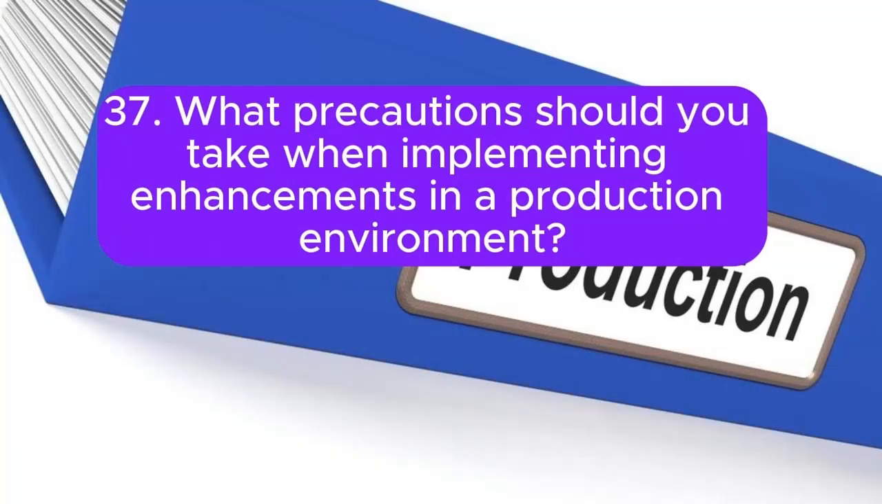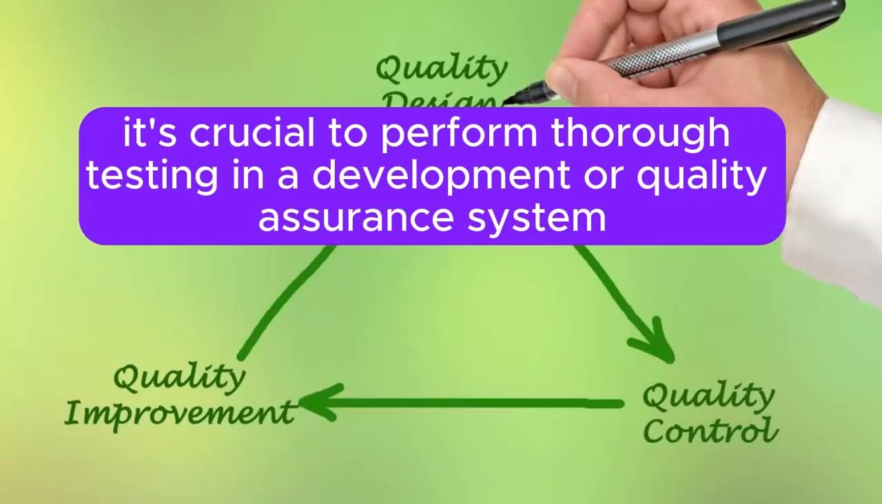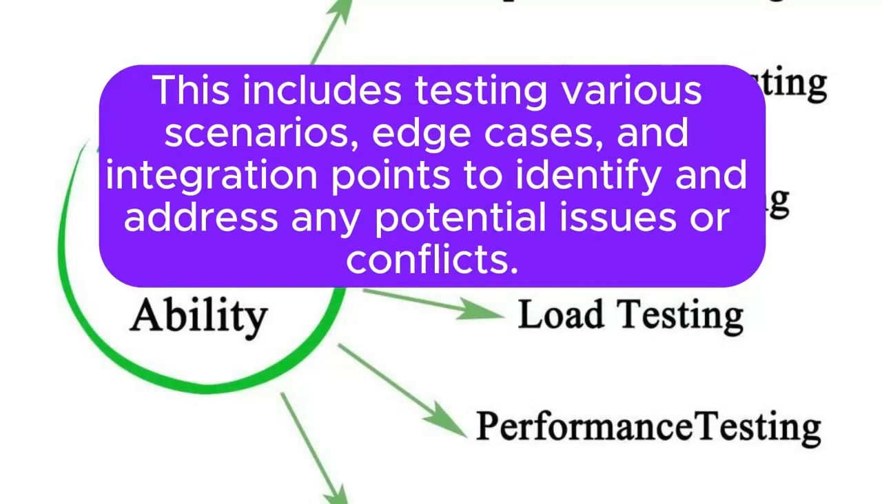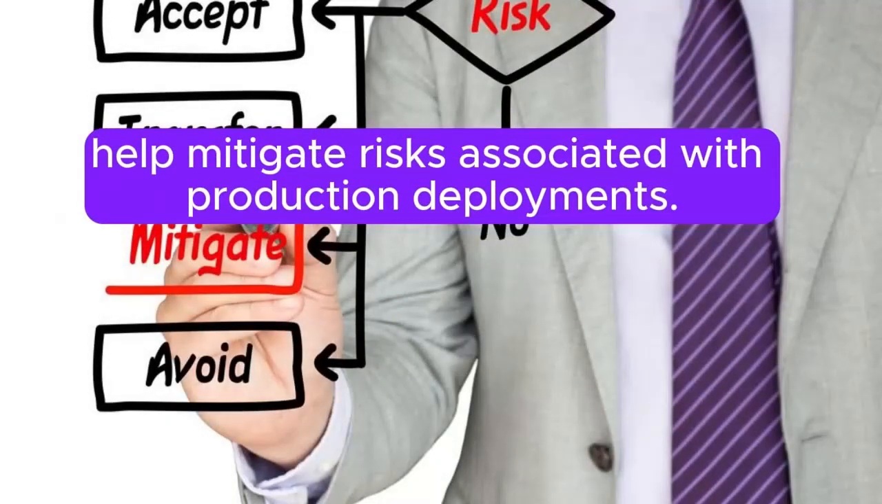37. What precautions should you take when implementing enhancements in a production environment? Answer: when implementing enhancements in a production environment, it's crucial to perform thorough testing in a development or quality assurance system to validate their functionality and ensure they meet business requirements. This includes testing various scenarios, edge cases, and integration points to identify and address any potential issues or conflicts. Additionally, having a rollback plan in place and obtaining necessary approvals from stakeholders can help mitigate risks associated with production deployments.